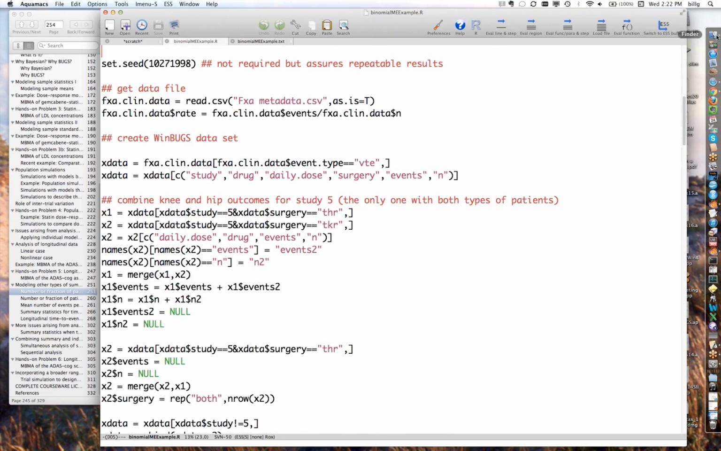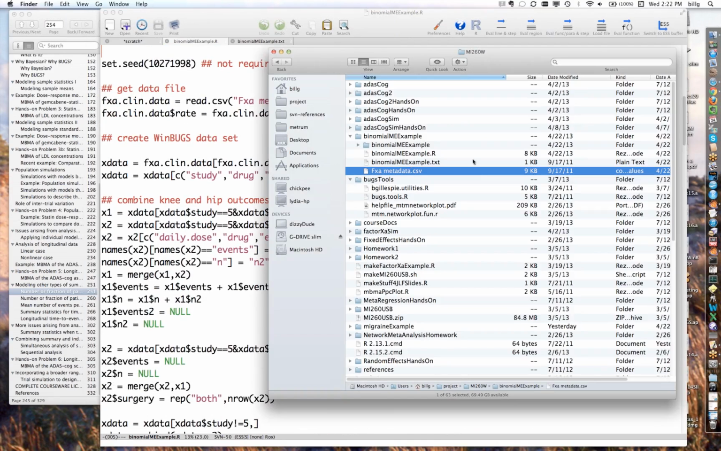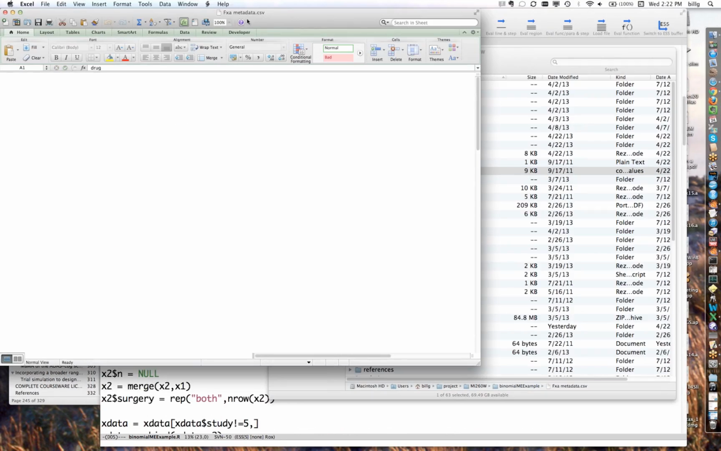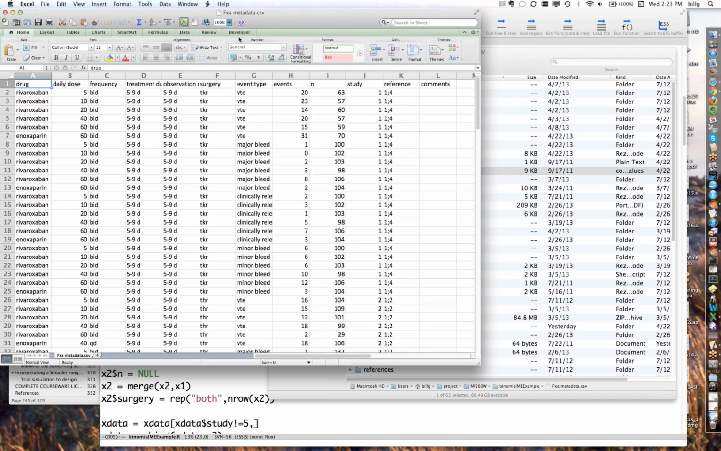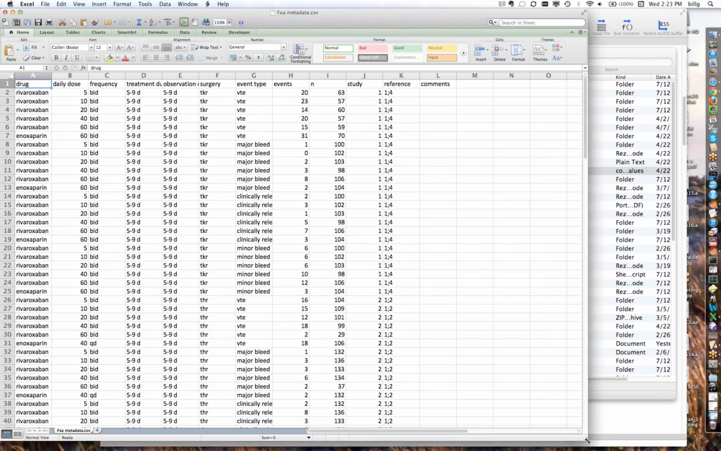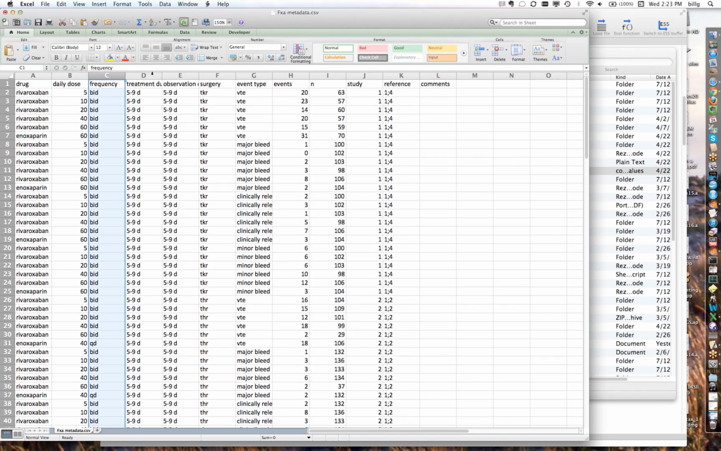The data set, I guess I should show you the data set. It's right here, fxa metadata.csv. Open that up. I see this has got a few vestigial parts in here that aren't going to be too useful to you, but we've got the various drugs that are represented in that data set, the daily dose of each of those. In our case, we weren't using frequency as part of our model, so we're just going to use daily dose, but I do have the frequency captured.